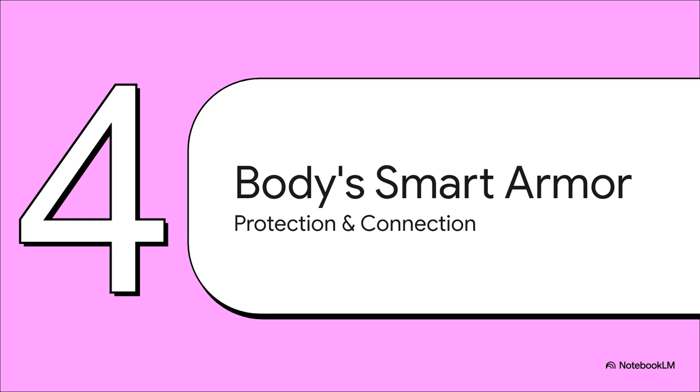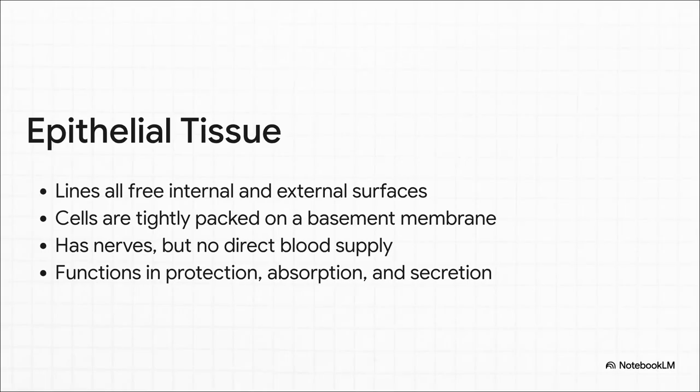Okay, time to switch gears and jump over to the animal kingdom. We've got our own unique set of problems to solve. So first up, how do we protect ourselves from everything out there, while also connecting all of our internal parts into one cohesive unit? Our first line of defense is epithelial tissue. I like to think of it as the body's smart armor. It lines every single surface, both inside and out. Its cells are packed super tightly to form a barrier that isn't just for protection. It's also a gatekeeper, deciding what nutrients to absorb and what substances to secrete.